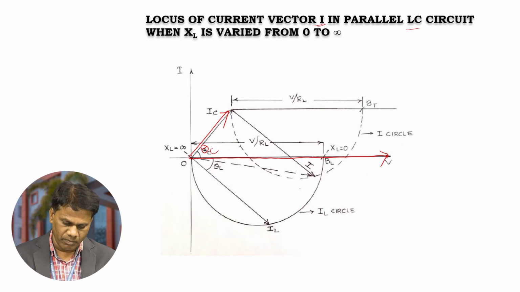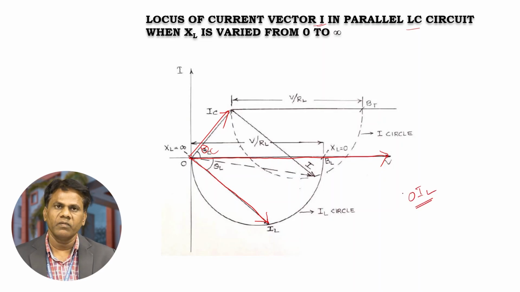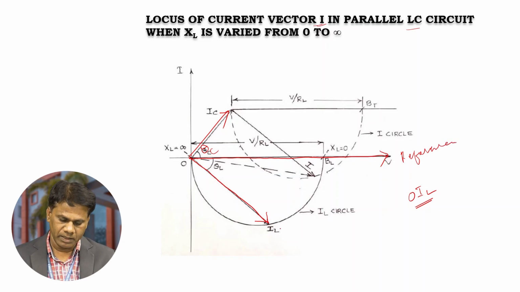Similarly, I am drawing the IL current. OIL is the current vector through the inductance. This current IL is lagging with respect to the reference axis. Here I am taking voltage as the reference axis, so with respect to the voltage, the current is lagging in an inductance, and the current is leading in a capacitance. These are the two current vectors drawn with reference to the voltage vector.